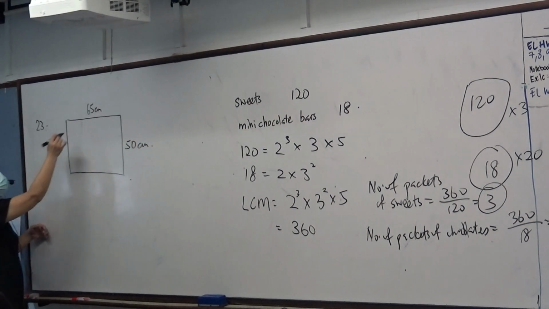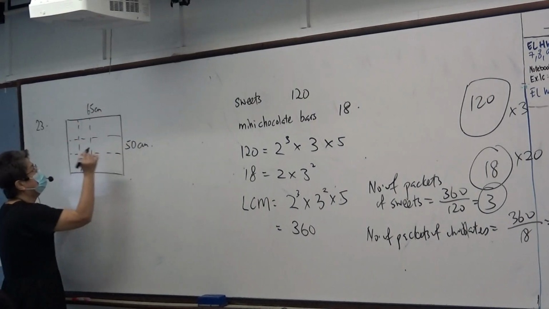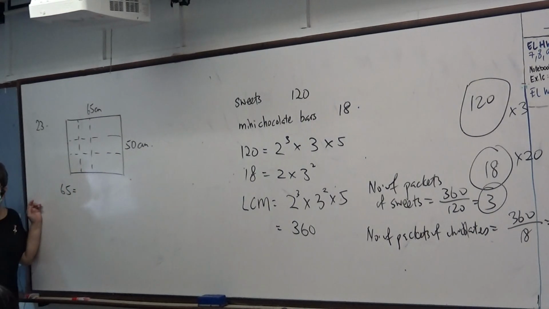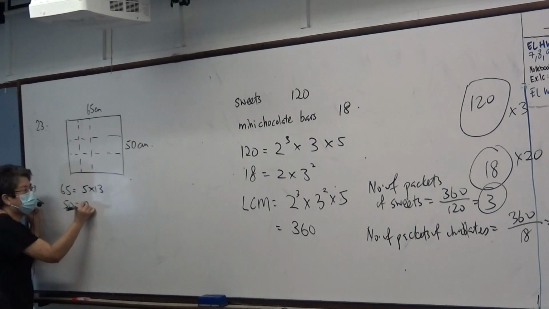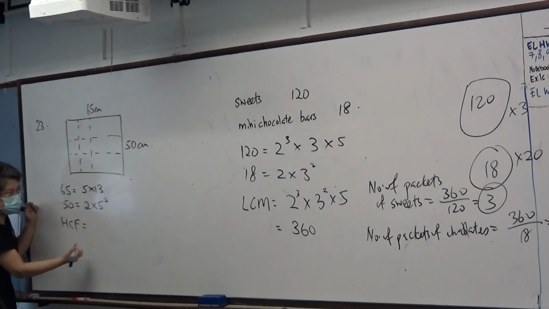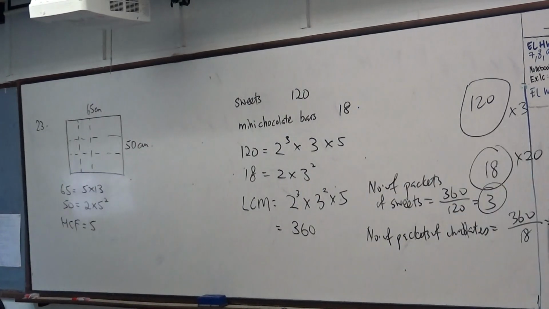Well, I want to cut squares, I don't know how many, such that there is no leftover. That means I'm finding what? Highest common factor. 65, what should it be? What's your prime factorization? 5 times 13. Okay, very good. How about 50? 2 times 5 squared, right? What is the highest common factor? 5, right? Everybody can see? Then we look at the question now.